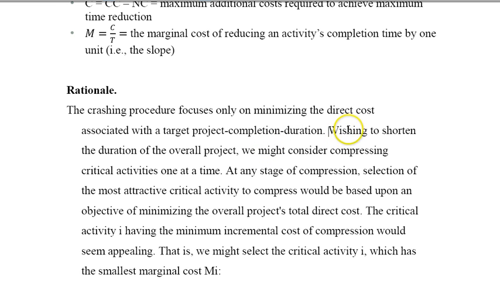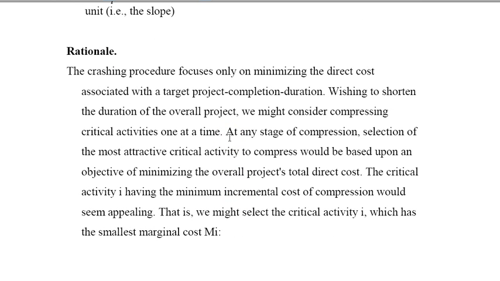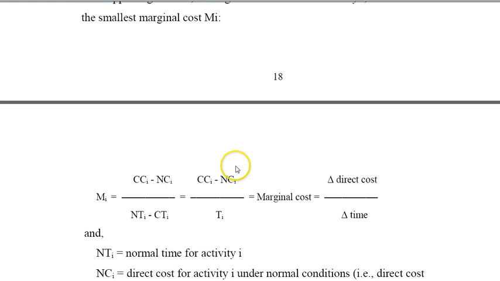And you can see we cannot do that. So wishing to shorten the duration of the overall project, maybe let's do one activity at a time. Compress the most promising critical activity, the one with the least marginal cost, by 1 day. But then at that point, you have to solve the whole project, redetermine the duration, and then pick the next activity with the lowest marginal cost and reduce it by 1 day, and so on. That's going to be a very tedious process.